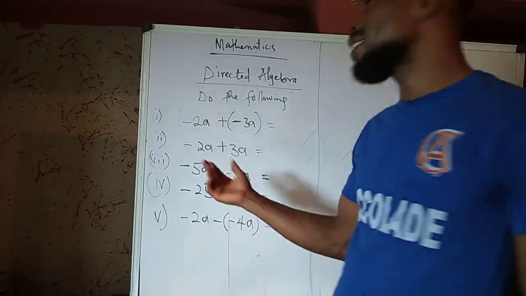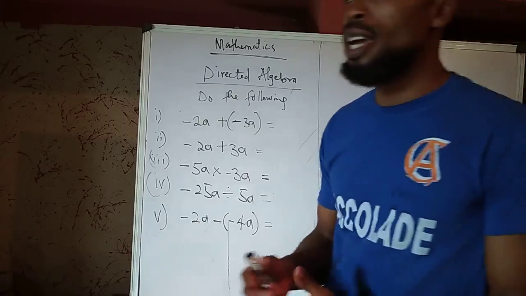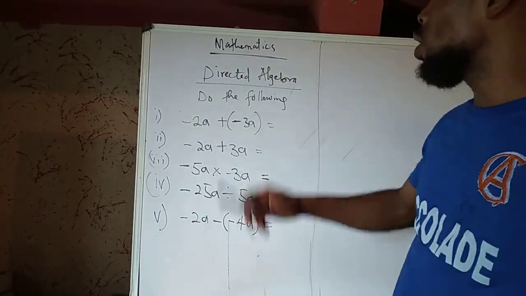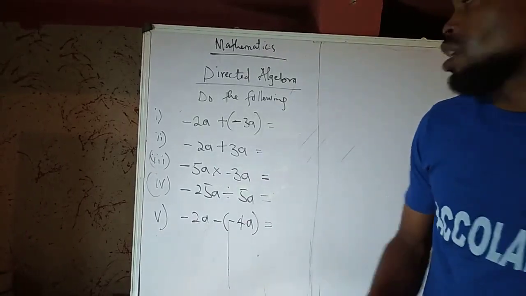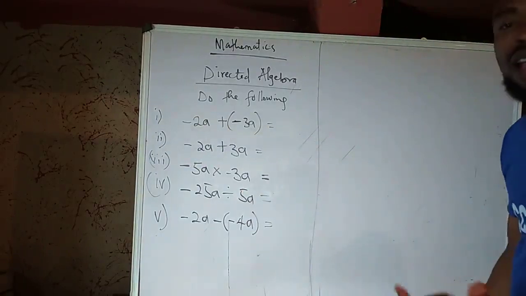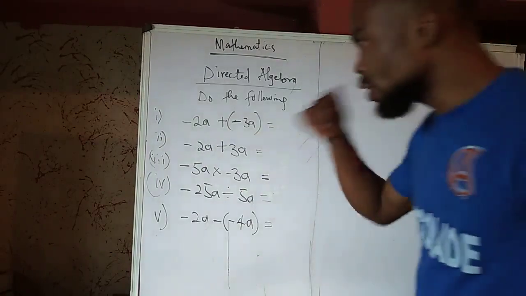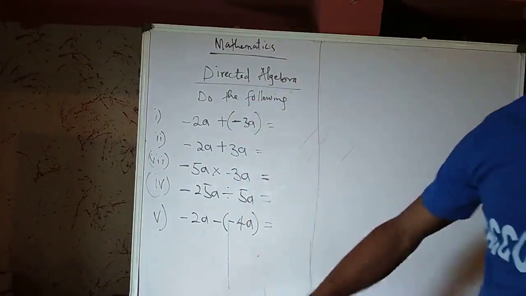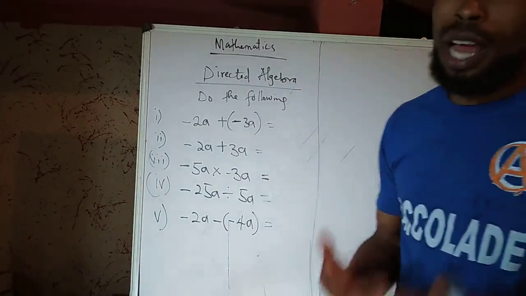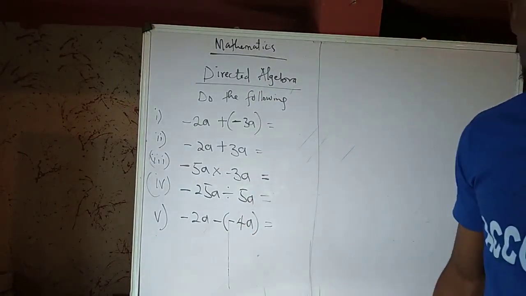Now there are directed algebra, okay? Directed algebra, and I've told you what directed numbers are. So from that you should be able to decode what directed algebra is. Now you can see we are looking at algebra that has signs, that has positive and negative signs. So we are going to do this from the knowledge of our directed numbers. If you have not seen, or properly assimilated the video on directed numbers, you should do that.